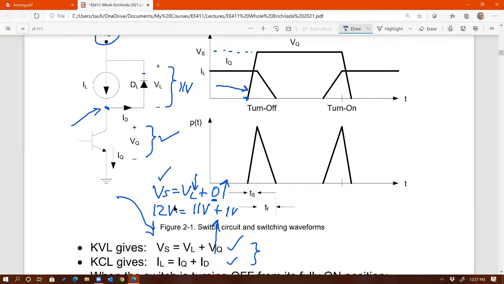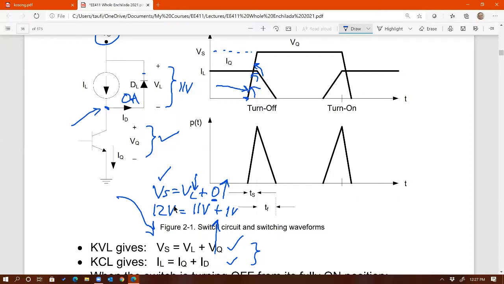That means as long as VQ is less than 12, VL will always be positive. As long as VQ is less than Vs, voltage across the diode must be positive, therefore reverse bias. If it's reverse bias, then based on KCL, ID must be equal to 0. So therefore IL must be equal to IQ, because ID is equal to 0 amps.